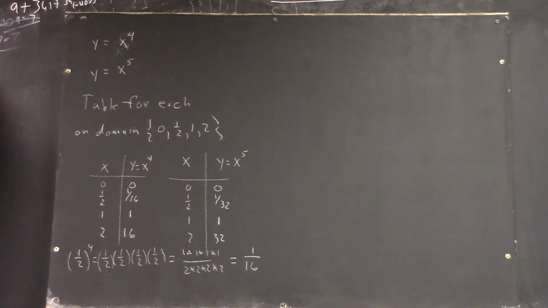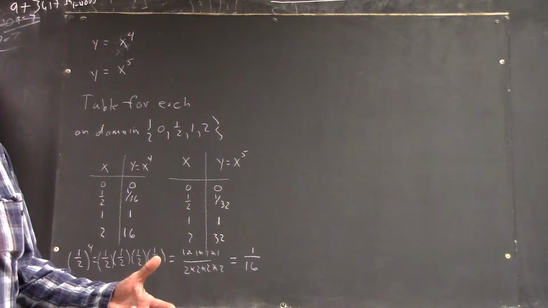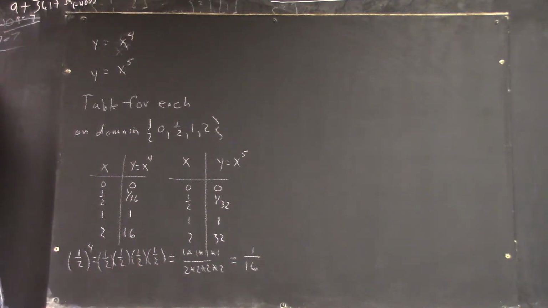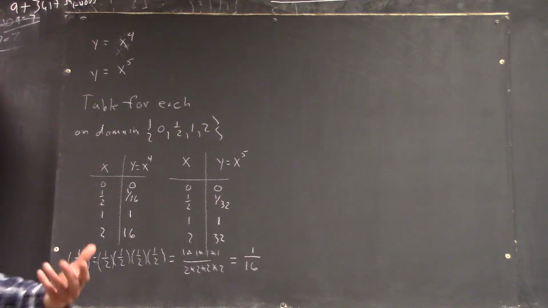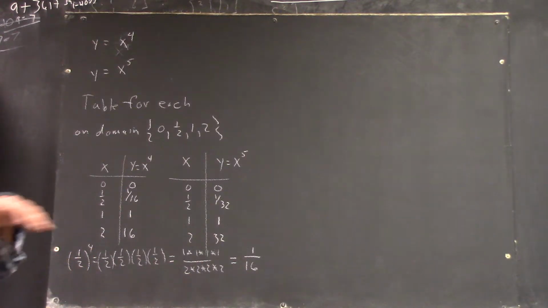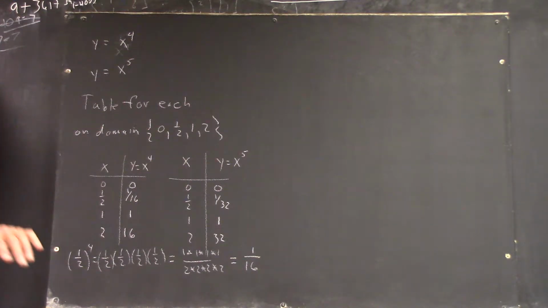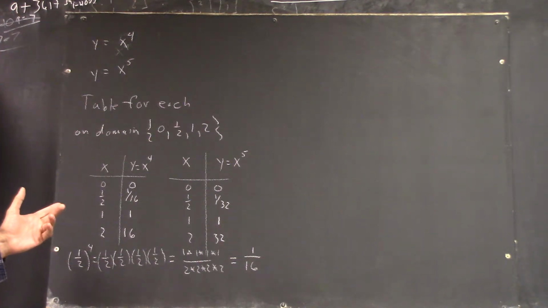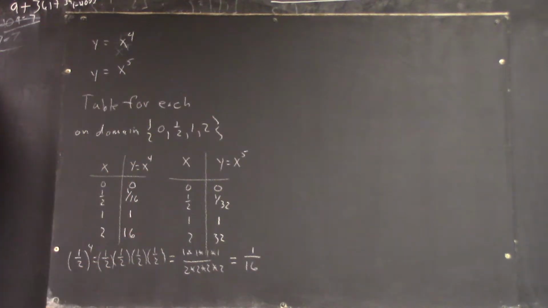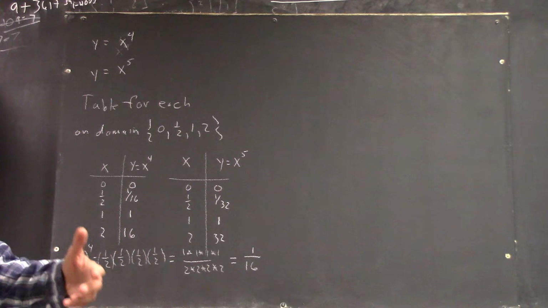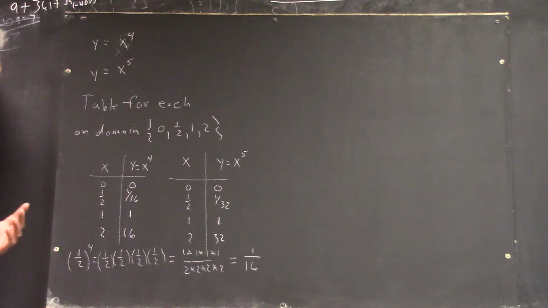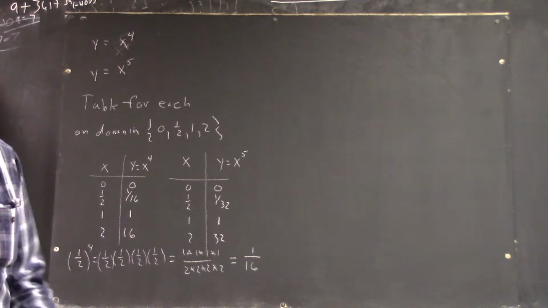So how does this compare with like x squared? If you had a table for x squared, what would be the same, what would be different, and what would be the difference? I'm going to ask you to explain this in your homework. Okay? What's the difference? What's the same? What's different? Then what's that do to the graph? Okay? So what do you get? If this was x squared, what would your four numbers here be? 0, 1/4, 1, 4, right? Okay?